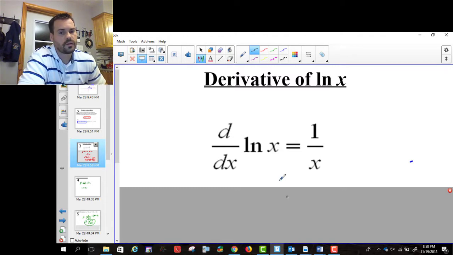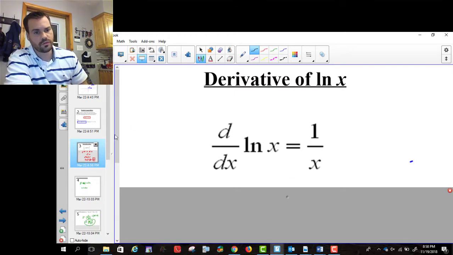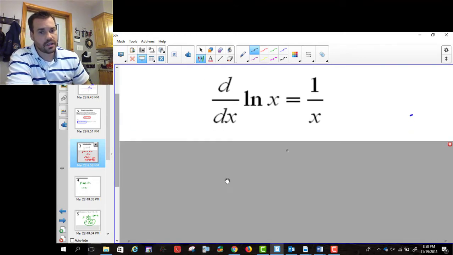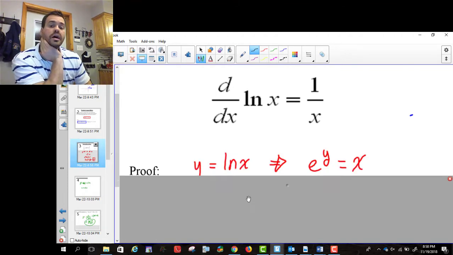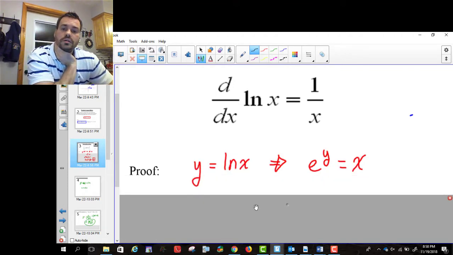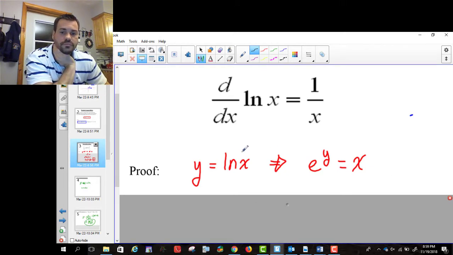How did I get to there? Typically, when we're proving derivatives, we go back to the limit definition of the derivative. But here, we're going to use the fact that the derivative of e to the x is e to the x, and we're going to find the derivative of ln x that way. So we're going to say y is equal to ln x. We're going to rewrite that in terms of e. So e to the y is equal to x, and then I'm going to take the derivative.